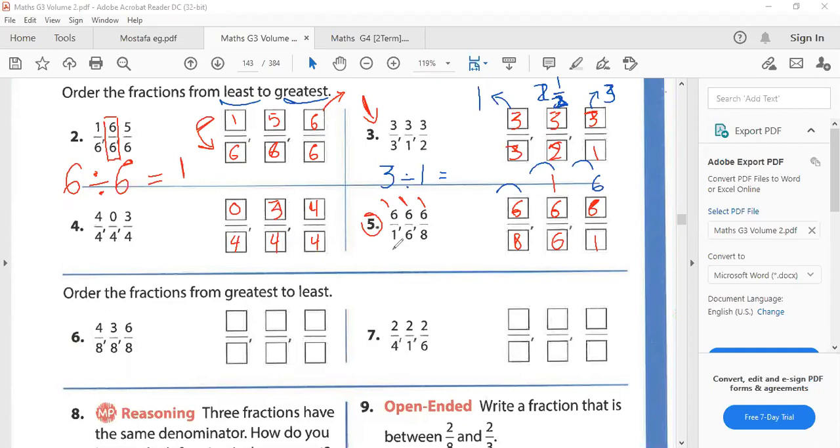I'm fine. Okay, Omar, next question is, I need you to focus. Order the fractions from greatest to least. We need the greatest, 6 over 8, then 4 over 8, then 3 over 8. Excellent. From greatest to the least.